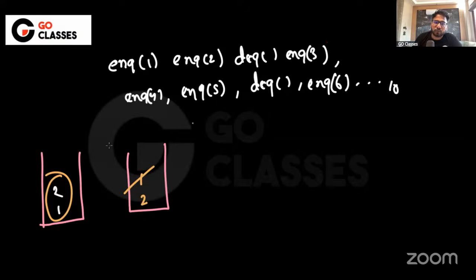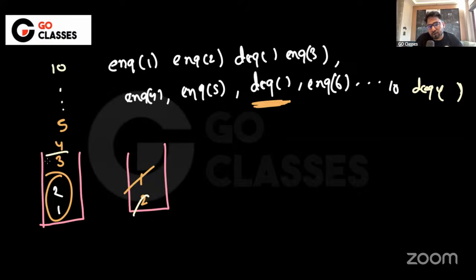Now, NQ 3, 4, 5. Here the benefit is that two got unnecessarily transferred, that I agree, but here it is not a problem, because the moment you DQ, it is already there. But suppose you have just one more DQ at the end. Once this stack is empty, now you have one more DQ at the end. Now just to DQ this 3, and you have already pushed 10 elements, you have to transfer all the elements.